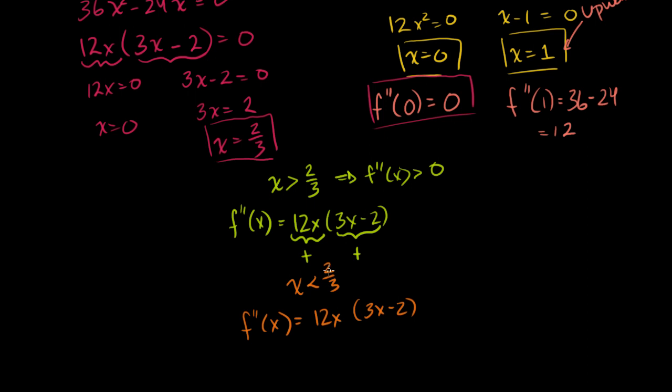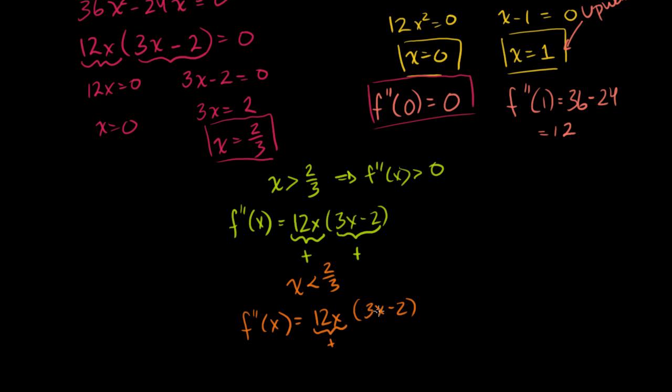So if x was like 1.9, or even 1/3, this thing is still going to be positive. Right below 2/3, this thing is still going to be positive. We're going to be multiplying 12 by a positive number. But what's going on right here?